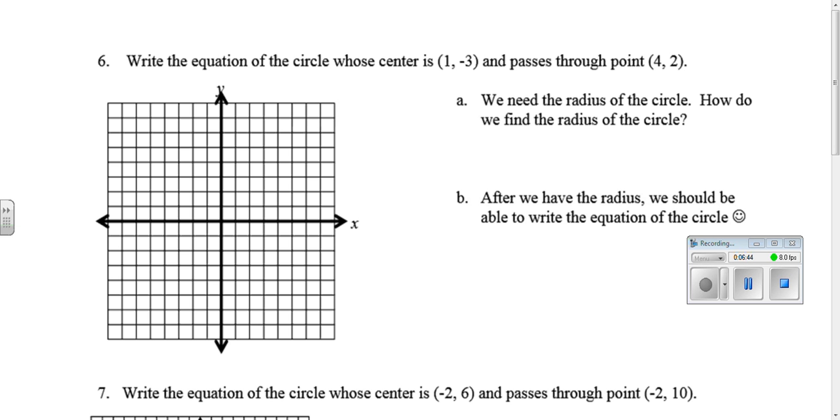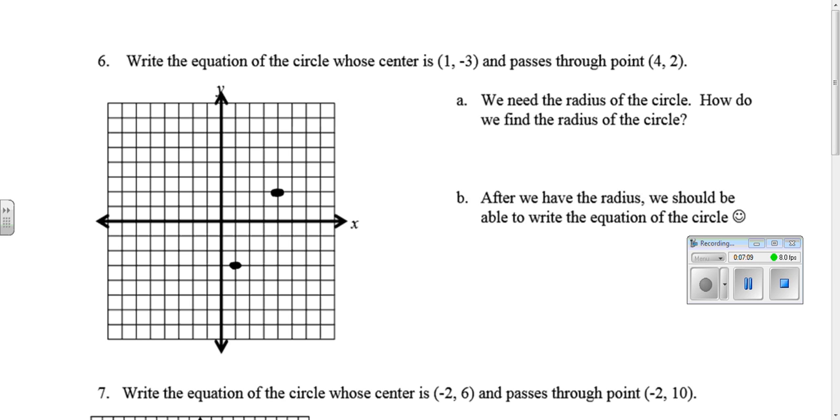All right, our directions say write the equation of the circle whose center is at (1, -3) and passes through a point. So I have the center, but I don't know the radius, so I'm going to use that information to help me. The first thing I want to do is plot my points. My center is at (1, -3), right here, and I'm also using the point (4, 2), which is right here.